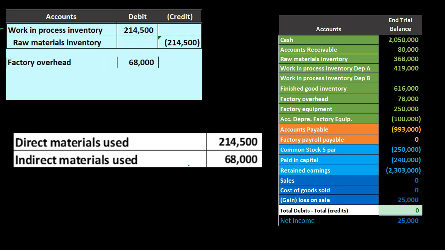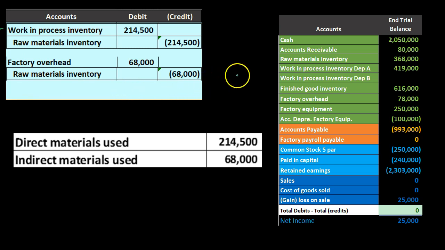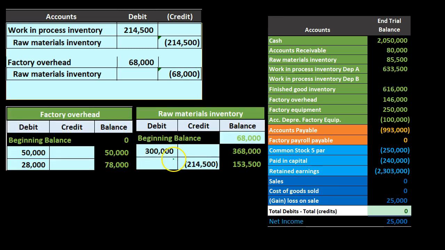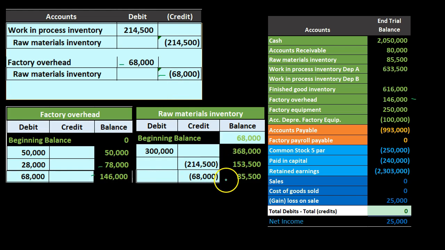So factory overhead then, debit increased by the 68, and the raw materials would decrease by the 68. So we're decreasing the raw materials, putting it into the factory overhead. If we took a look at the GL accounts, our factory overhead is going to go up by the 68 to 146. So here's our 146 now, and then the raw materials are going to go down from the 153.5 by the 68 to the 85.5.